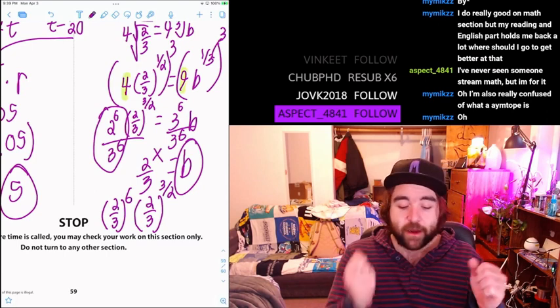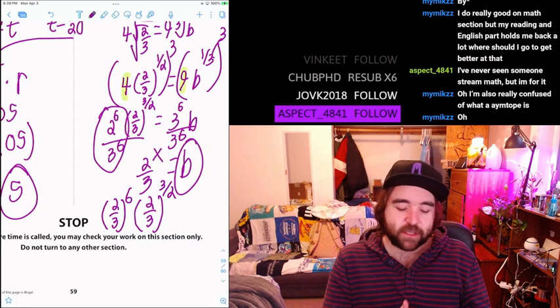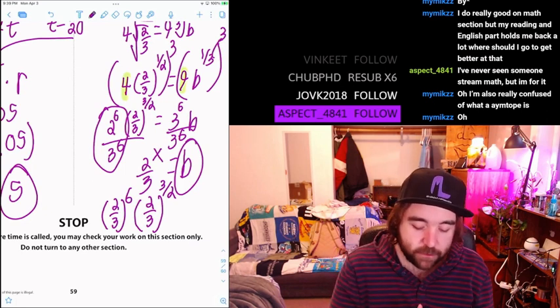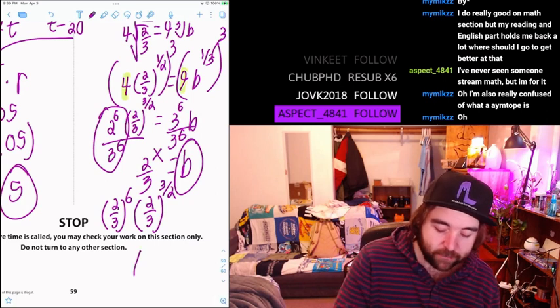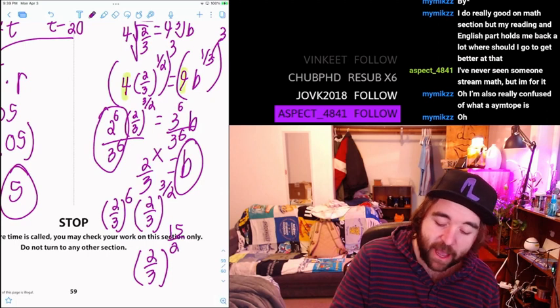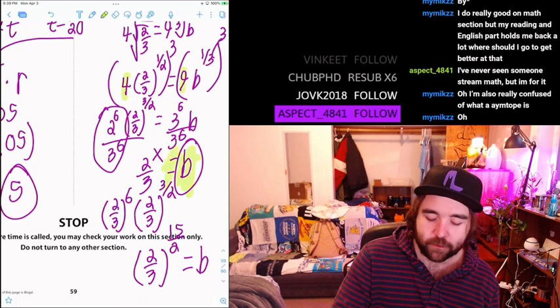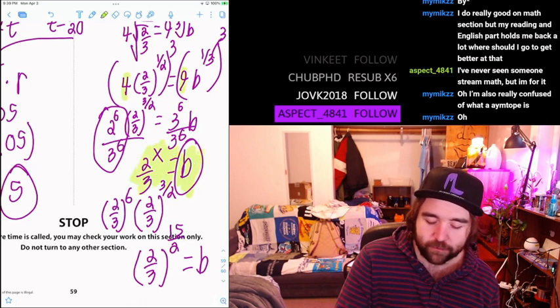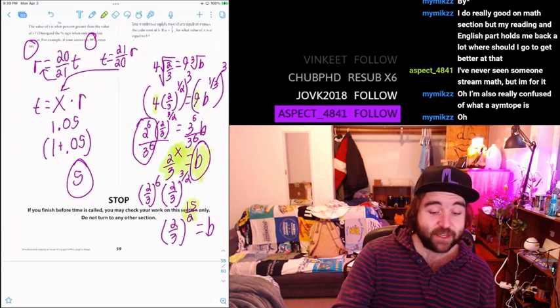And now look at that. Now we have the same base. We can just add those exponents. So we go 6 plus 3/2. 6 times 2 is 12, plus 3, 15. 15/2. So this is 2/3 to the 15/2 equals b. And so you remember again what we were looking for. We had this equation. We were looking for what that exponent had to be. And now we see that it's 15/2.